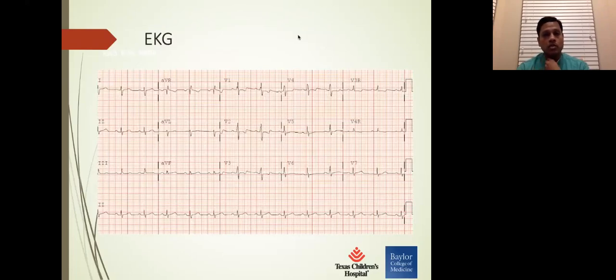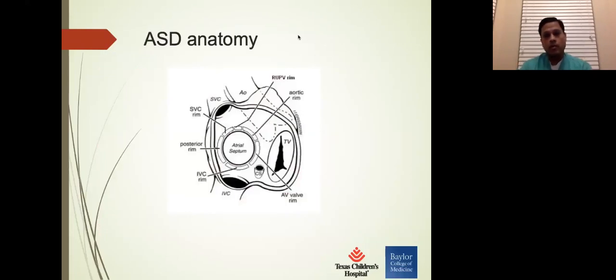So EKG usually shows right axis deviation with right bundle branch block. You can also see RA dilation. I would not say that there is RA dilation on this particular EKG, but there is a right bundle branch block and right axis deviation. So when we go to the cath lab to assess the rims for ASDs, these are the rims we would be looking for: SVC rim, the posterior rim, IVC rim, AV valve rim, aortic rim, and right upper pulmonary vein rim.